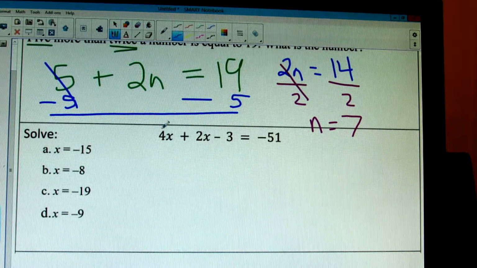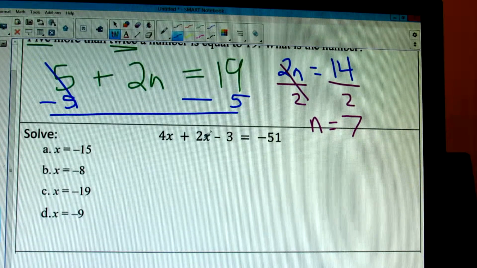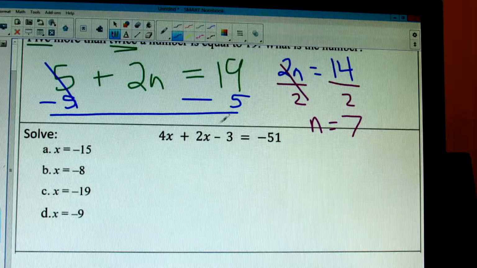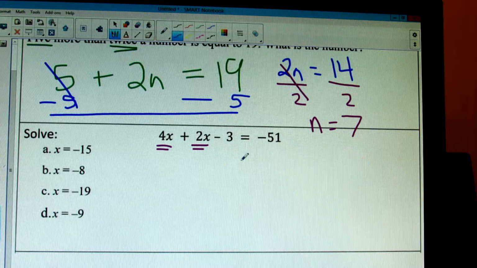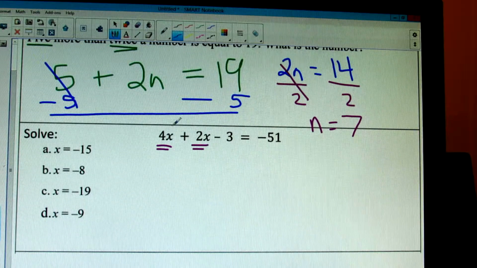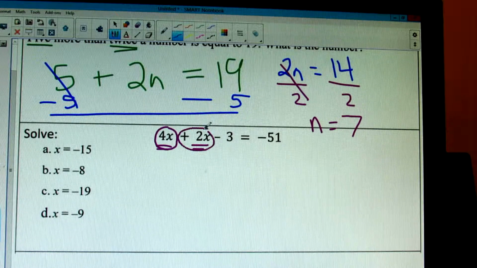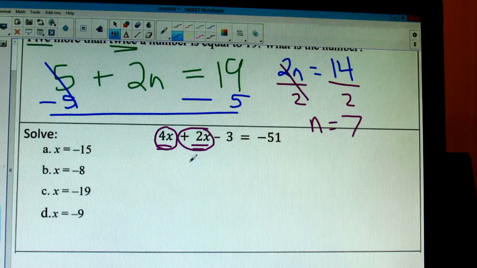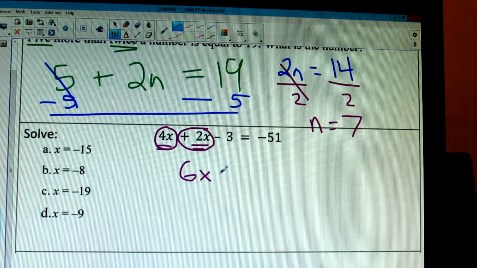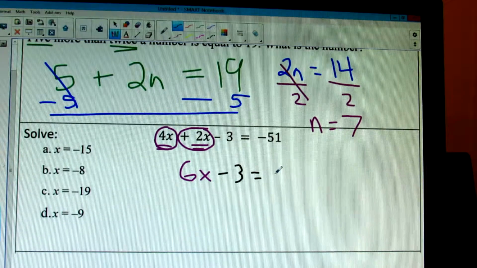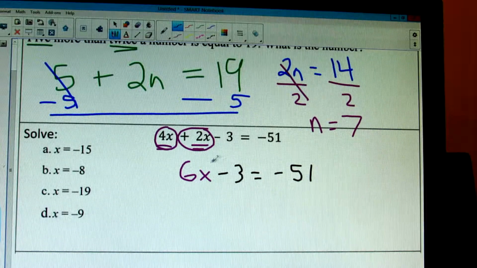Next question. I see a couple different things going on here. It looks like a 2-step equation, except I have some extra x's in here. Well, I don't like that. So what I'm gonna do is use a rule that we used last time in expressions, which is combining like terms. These guys are like terms, so I'm going to combine 4x plus 2x. 4 plus 2 is 6x. Just combine those two. All right, let's keep going with the rest of the problem. Minus 3 equals negative 51. Okay, didn't do anything except combine those two like terms to get 6x.